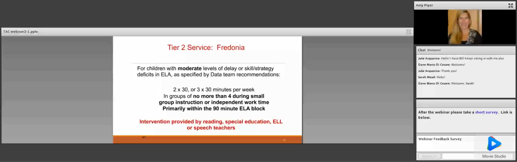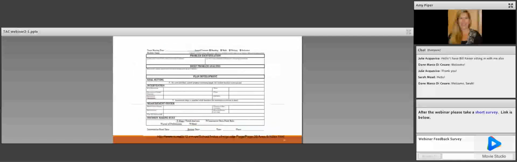At Fredonia, we look at moderate levels of delay. Typically, it's 3 times a week. There's not very many that are only seen 2 times a week, but we really try to keep the groups of no more than 4. And the intervention is provided, and actually I should say this is outside of the 90-minute ELA block. And the intervention is provided by reading teachers, special education teachers, ELL teachers, and occasionally but rarely a speech teacher.